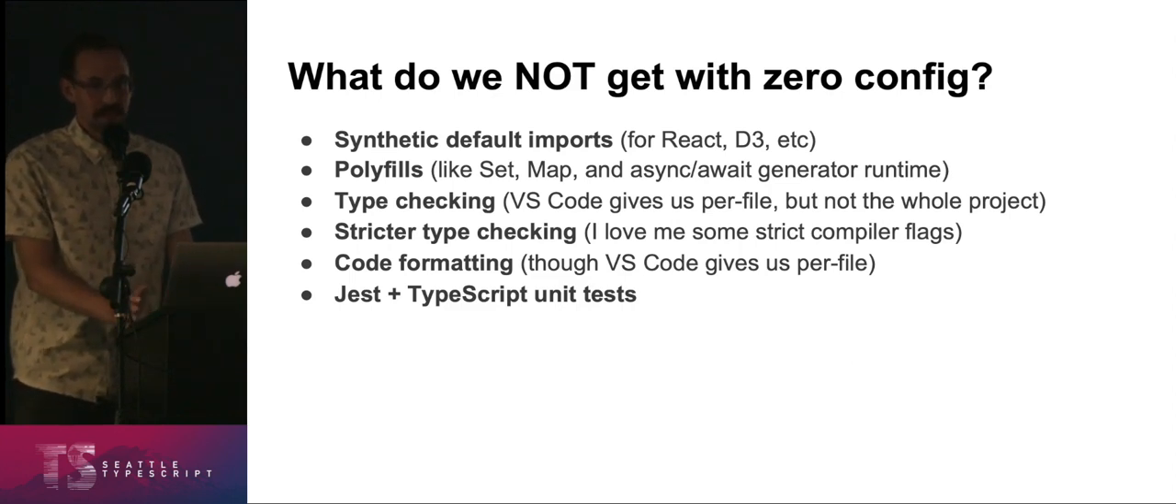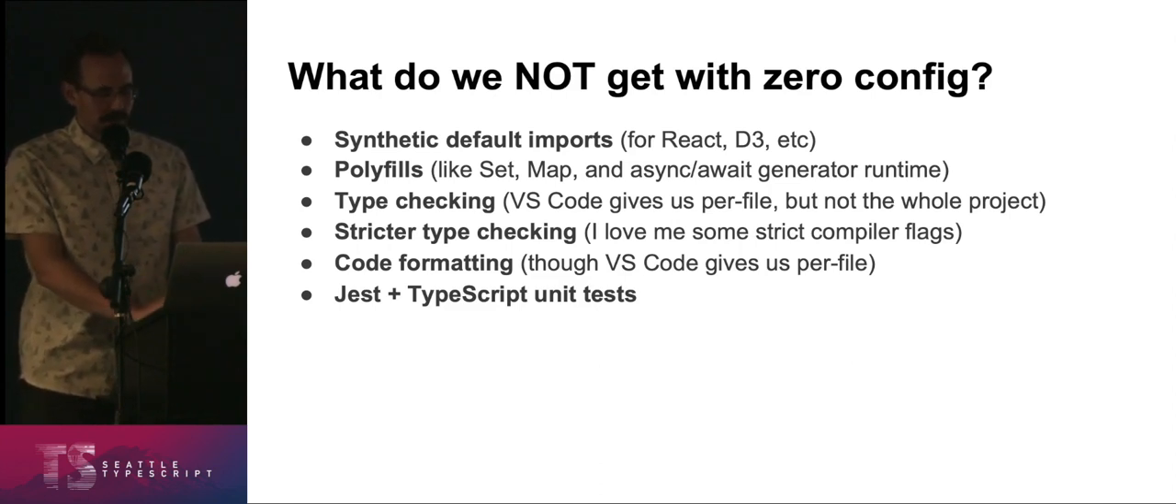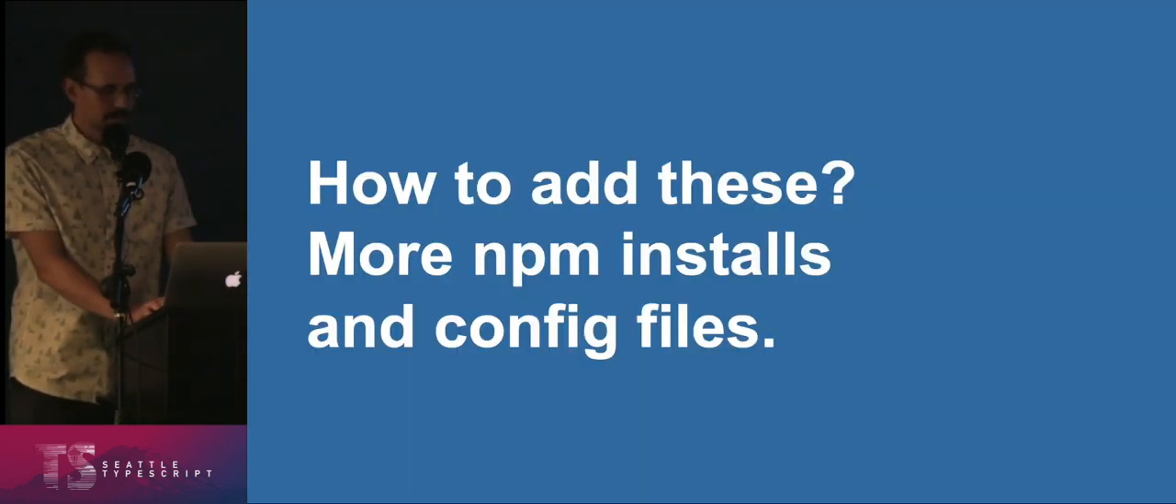We don't get type checking. VS Code gives us per file type checking, but not the whole project. We don't get stricter type checking. I really like the strict compilation flags in TypeScript. We don't get code formatting out of the box. It's not part of the Parcel build chain, even though VS Code can give us per file code formatting. And it doesn't play well with using Jest and TypeScript together for unit tests.